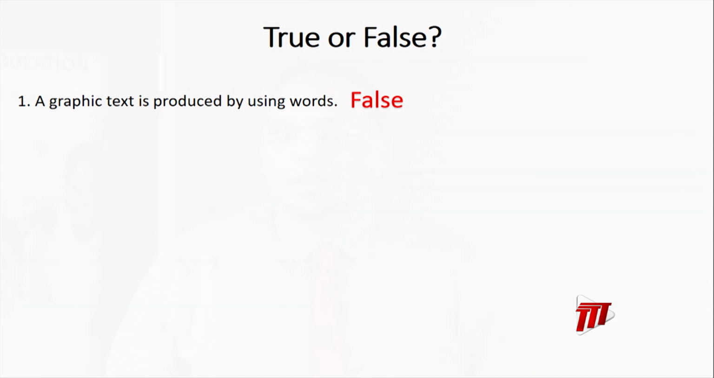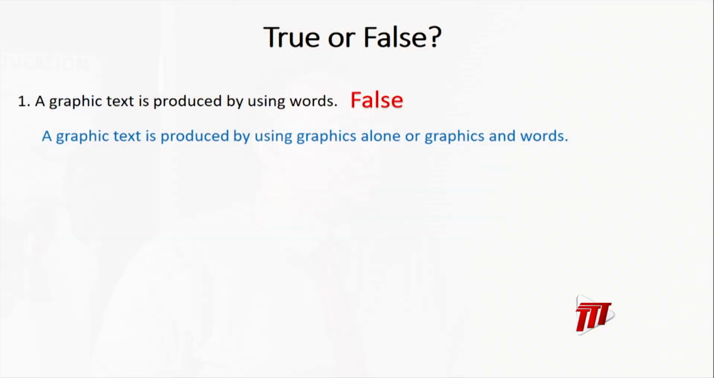If you remember, at the beginning of the lesson, I told you that a graphic text is produced using graphics alone or graphics and words. So the statement, a graphic text is produced by using words only, is false. This is not correct. A graphic text is produced by using graphics alone or graphics and words. Let's have a look at our next statement.